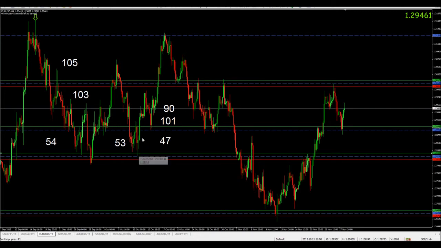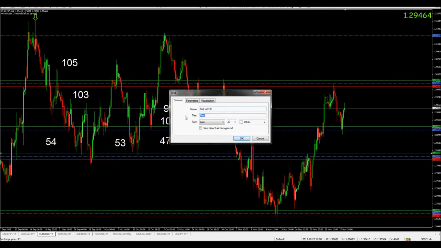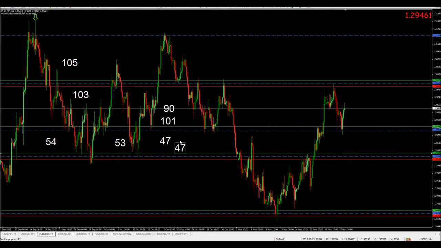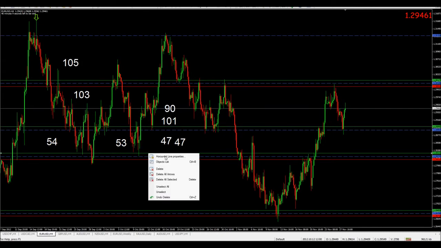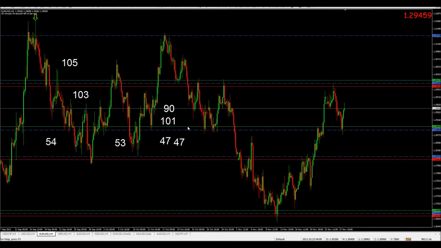Now this buy comes back up for another 47 pips, and it closes out. Never went below there, see? So I've still got that one open. As you can see, it's starting to add up now.